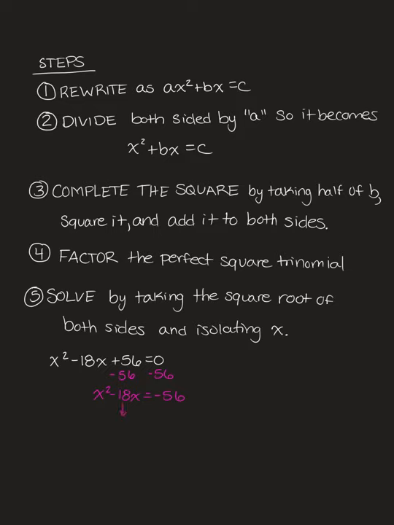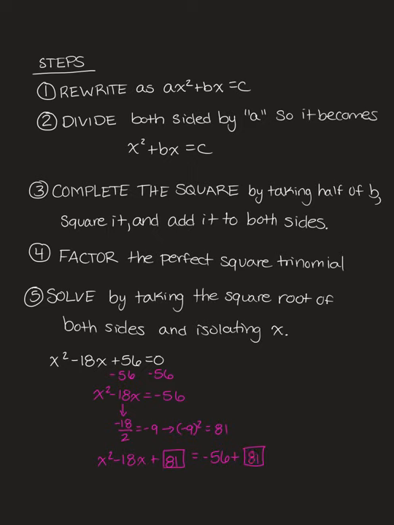I will take half of b, so negative 18 divided by 2 is negative 9. Then I will square negative 9, which gives me 81. Then I will add that to both sides of my equation here. So I would have x squared minus 18x plus something is going to equal negative 56 plus something else. That something is this 81. So you will add 81 to both sides.